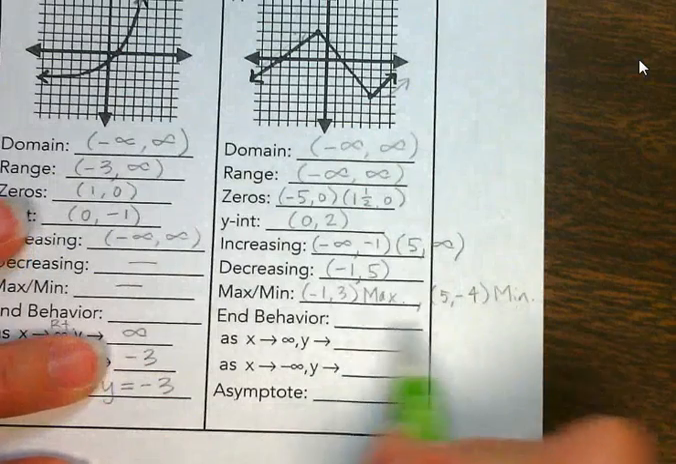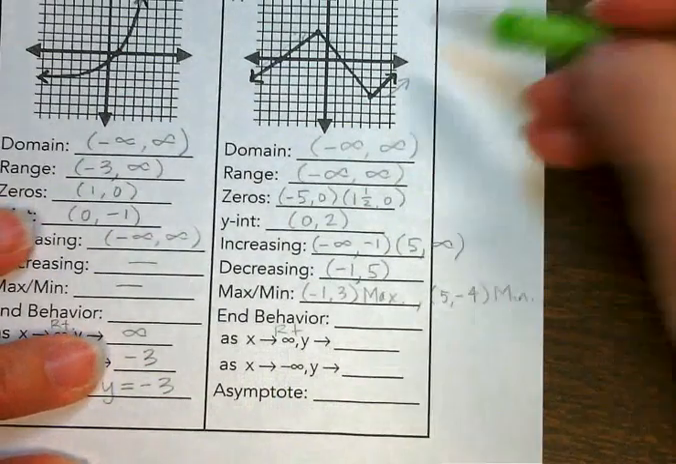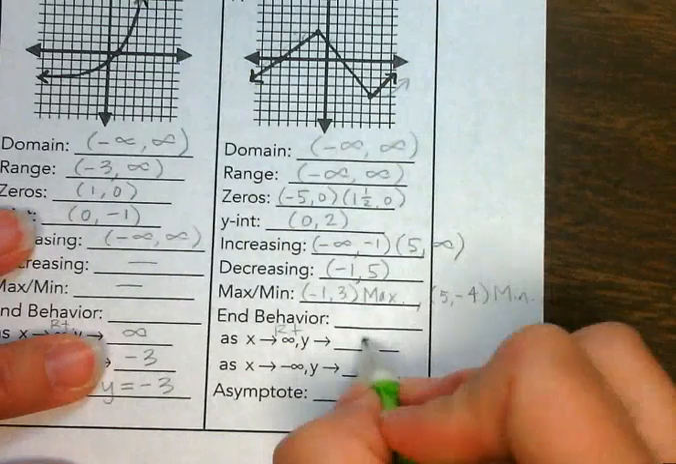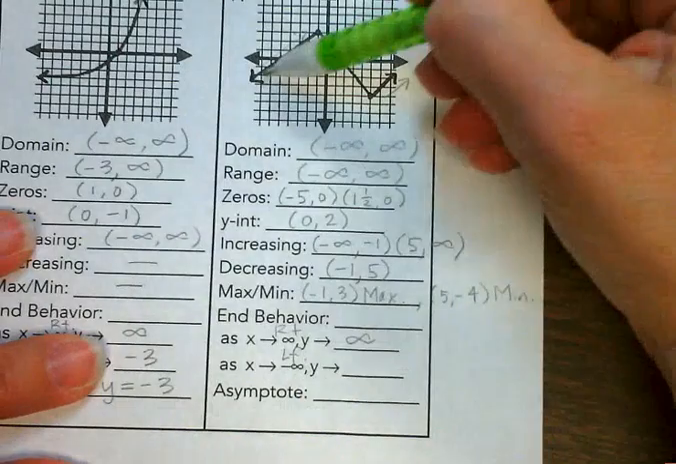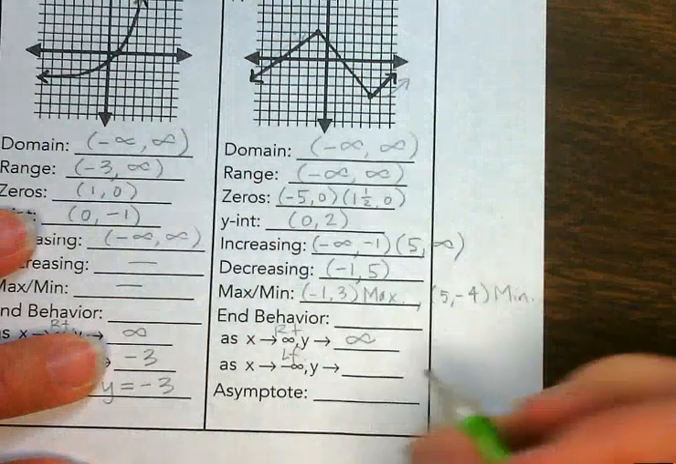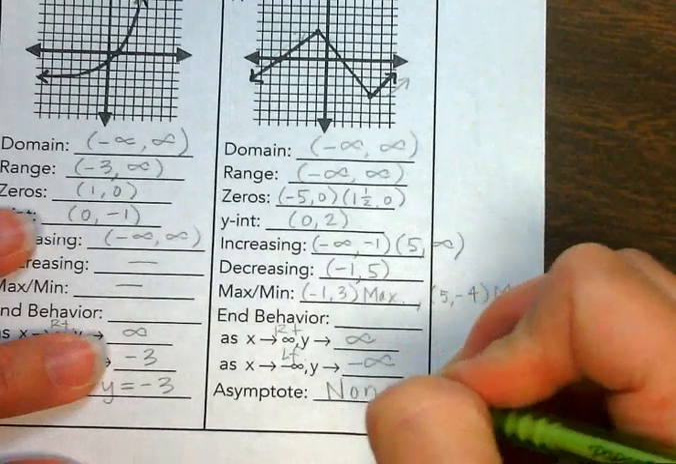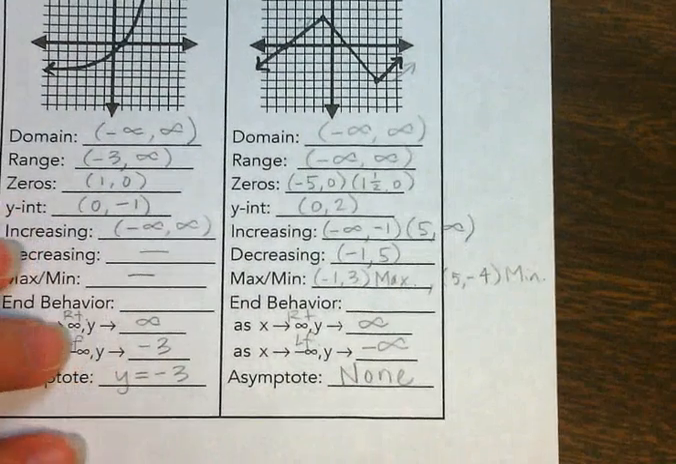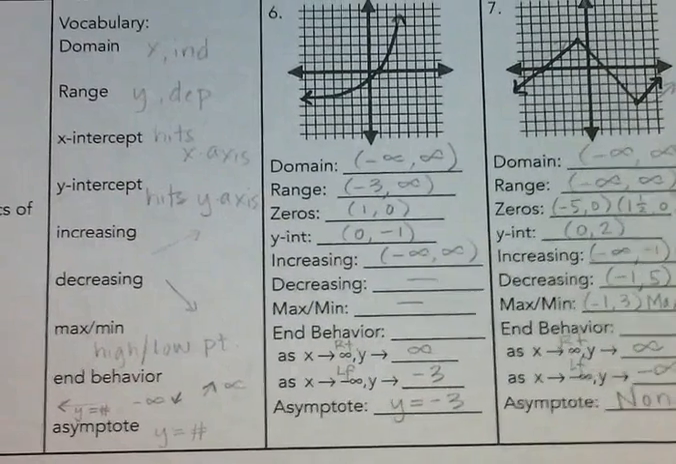Okay, end behavior. All right, this is the right side right here. So on the right side, the right arrow is going to infinity. This is the left side over here. This left arrow is going to -infinity. And there is not an asymptote on this one because it's not a curve. All right, that takes care of the characteristics, and that one was pretty fast, so you might need to go back and review that again.